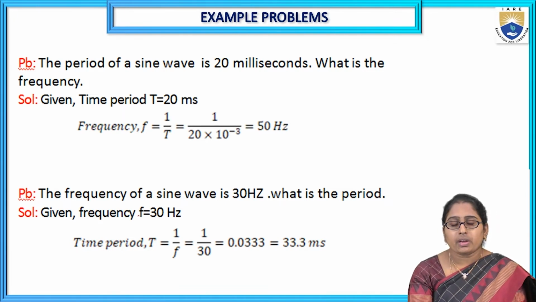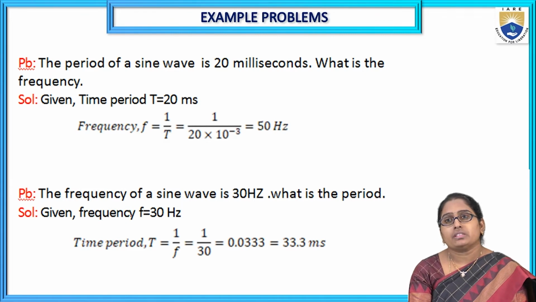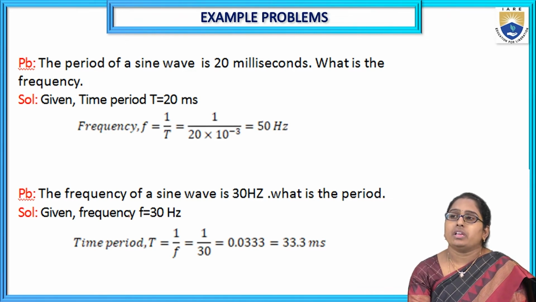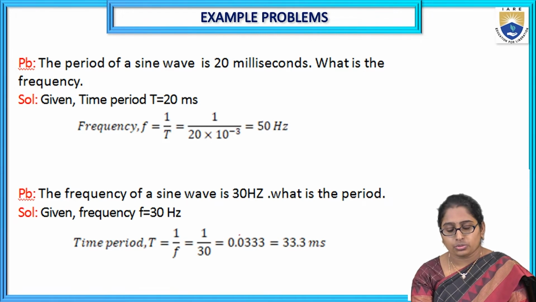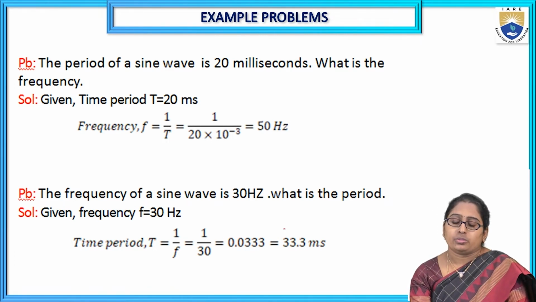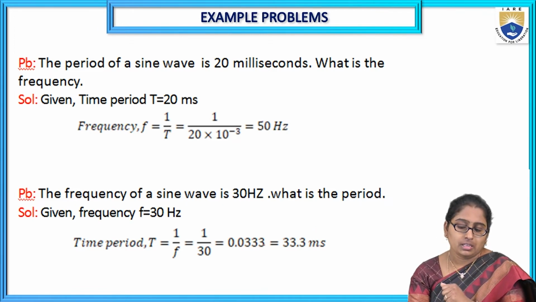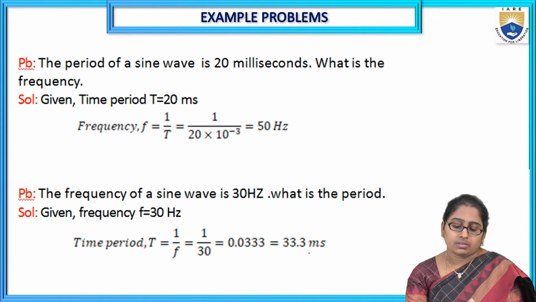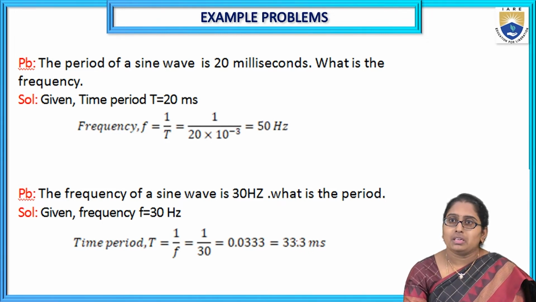Now next, a small example problem. The frequency of a sine wave is 30 Hz. What is the period? Here the frequency is given and they are asking the period. Knowing the relation between period and frequency, that they are inversely proportional to each other, the time period T equals 1 by frequency. So 1 by 30, substituting, we get 0.033 seconds. Converting that to milliseconds, it is 33.3 milliseconds.